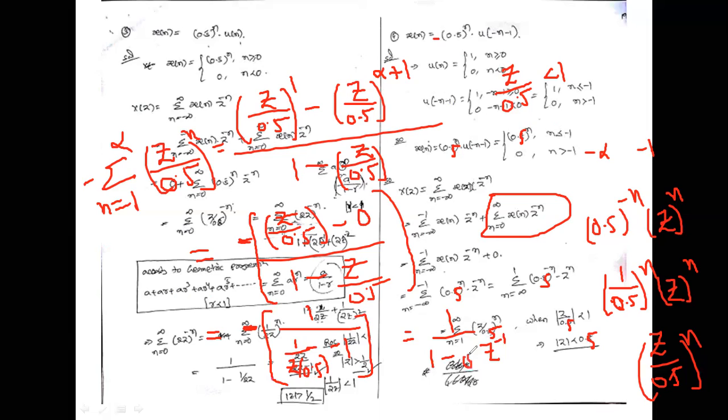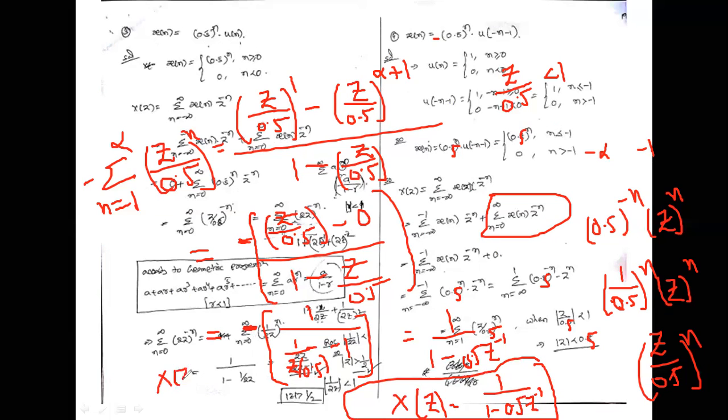It's the 0.5 z inverse. Okay. So same function, we got X of z is equal to 1 by 1 minus 0.5 z inverse. In the previous case, when we take 0.5 to the power n u of n, the value is the same. Here X of z is a function 1 by 1 minus 1 by 2 z inverse. Here also it's 1 by 1 minus 1 by 2 z inverse only.